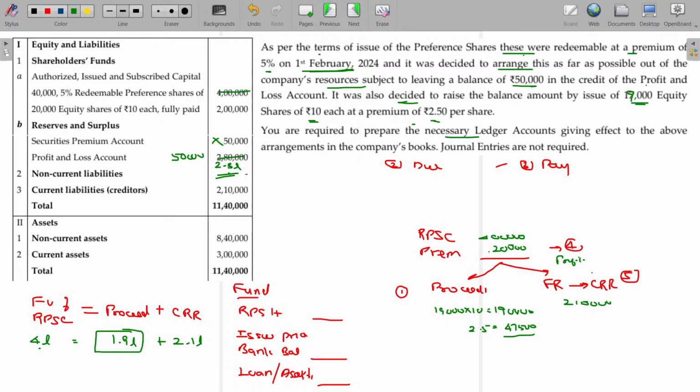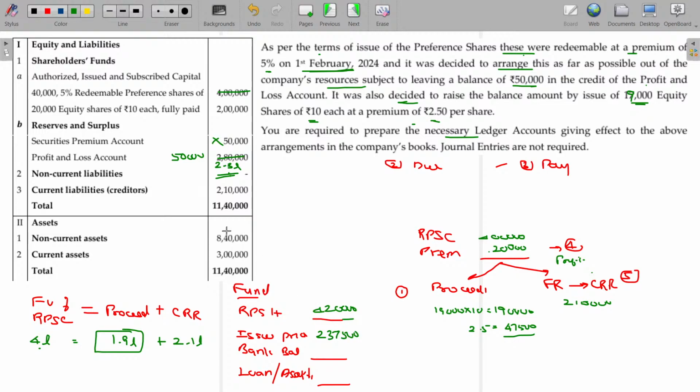You are required to prepare the necessary journal entries. Okay. Current asset to be called as bank. So we have sufficient money. How much we have to pay? We have to pay 4,20,000 rupees. From the issue of equity share capital, how much am I getting?